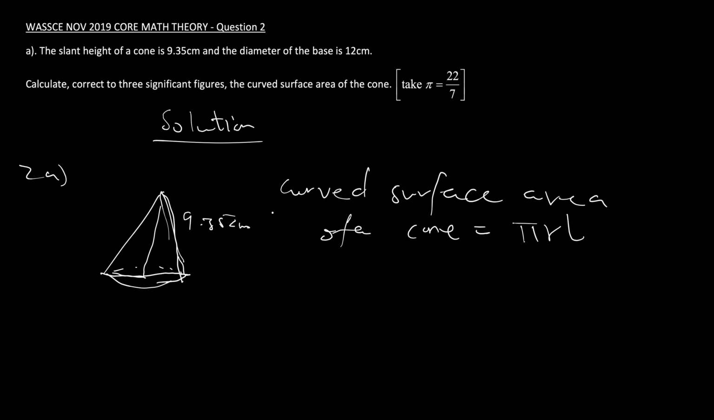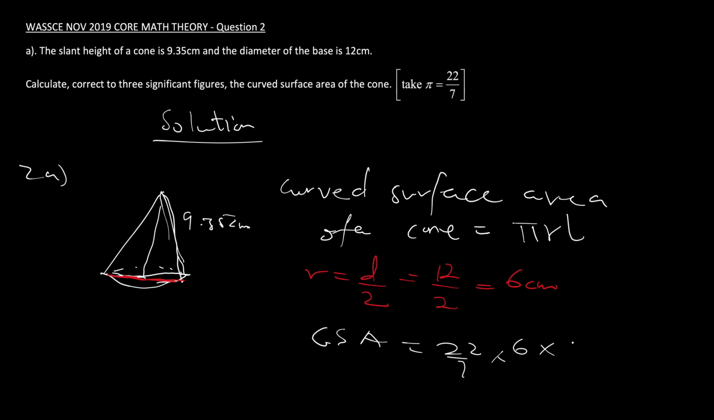Now we are told that the diameter of the base is 12 centimeters. This is the base of the cone from here to here. So the radius will be half of the diameter of the cone. So we can say that our R should be equal to D/2. And this is equal to 12/2, which is 6 centimeters. So the curved surface area will be pi, which is 22/7, times R, which is 6, times L, which is 9.35.